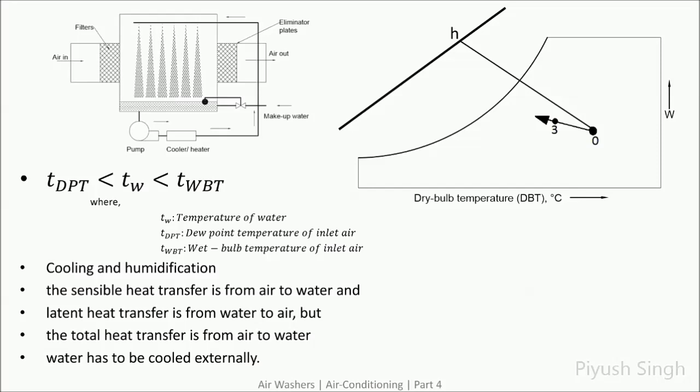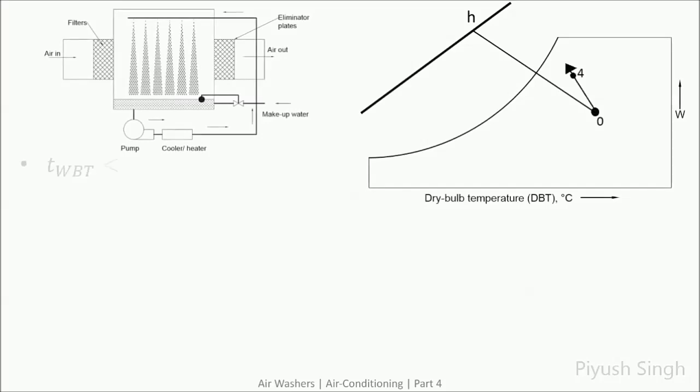The air's dew point and moisture content are raised, but its dry bulb and wet bulb temperatures fall. Also, there is a drop in the enthalpy of air. Hence, the water has to be cooled externally to continue the process.